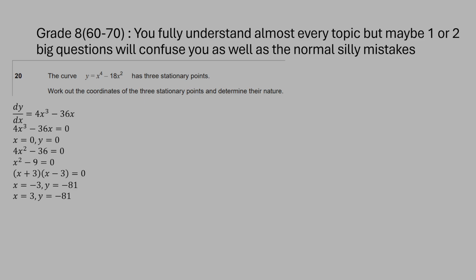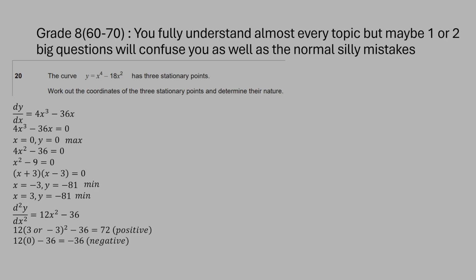Now we're half done. We need to double derivative now. And now we're going to substitute the points in. So for the 3 and the negative 3, it is 72. It doesn't matter which one it is because negative squared is just positive. And we know that the answer is positive, which means they're both minimum points because d2y over dx squared is positive. Next, for the x equals 0 point, we substitute that in, and we see that it's negative, which means that that is a maximum.